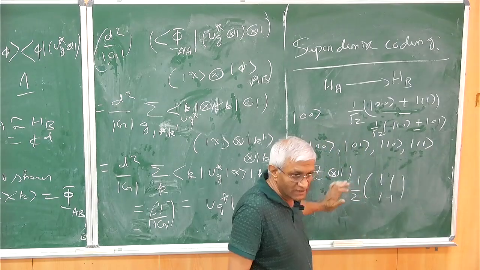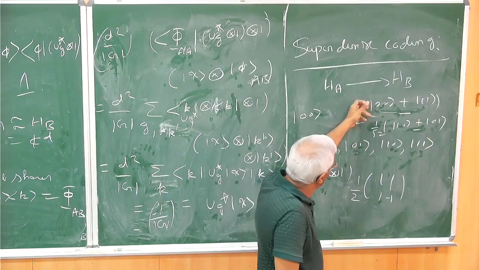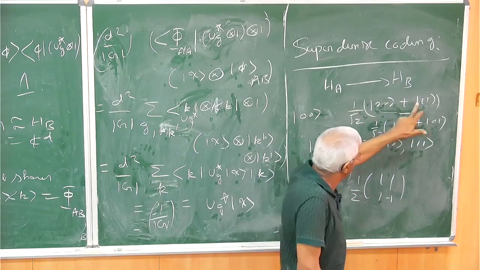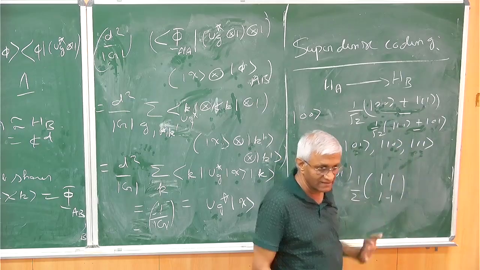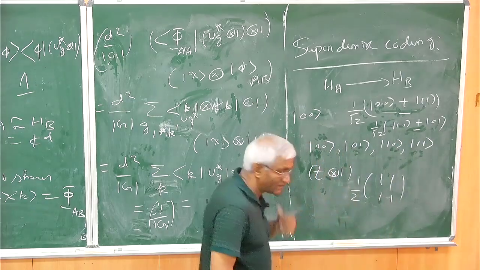So this is superdense coding. Bob applies the Hadamard matrix and makes a measurement in this basis. He will get the classical bits, whatever Alice wants to send. That's all. This is superdense coding.